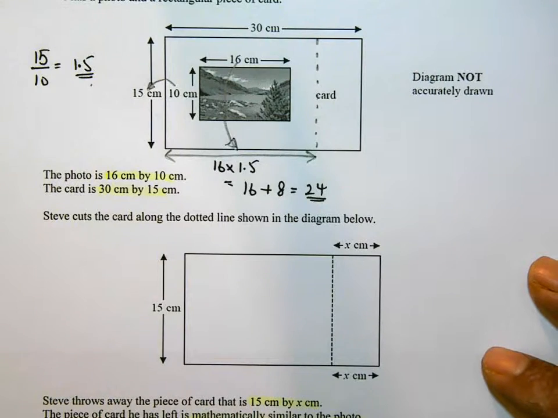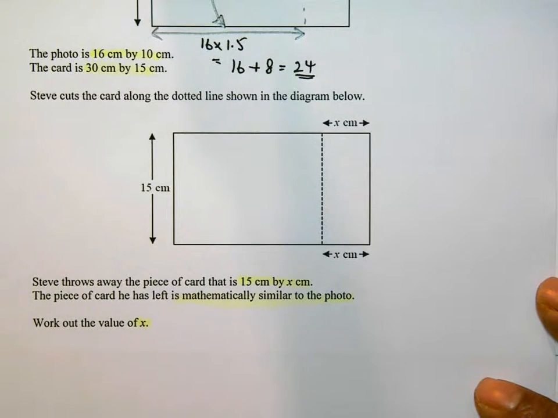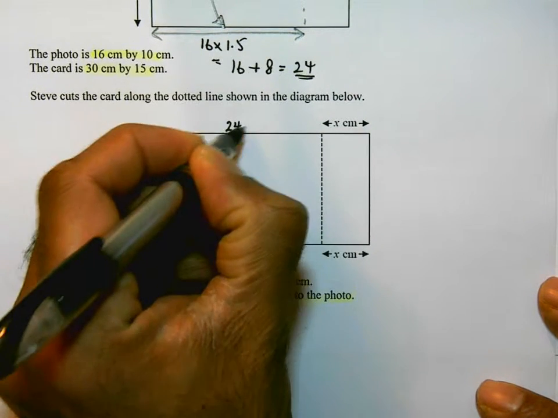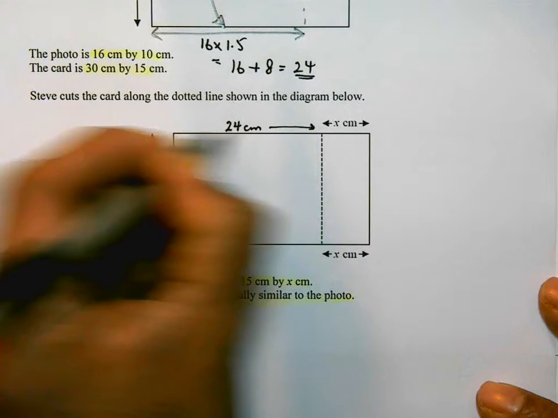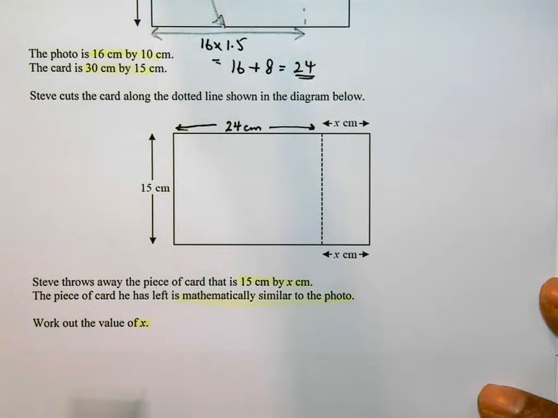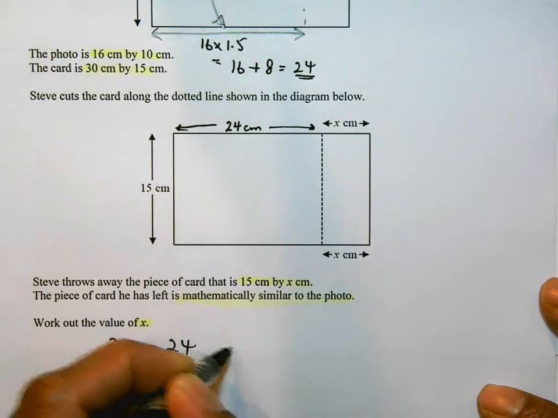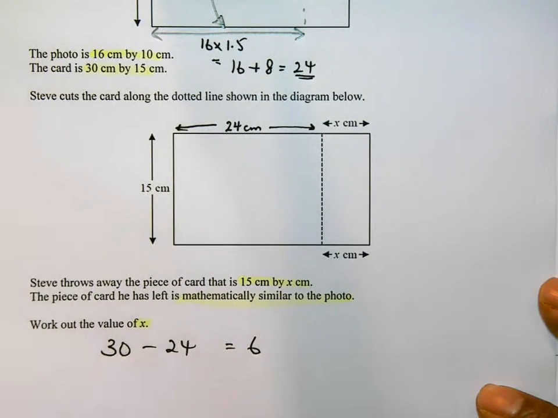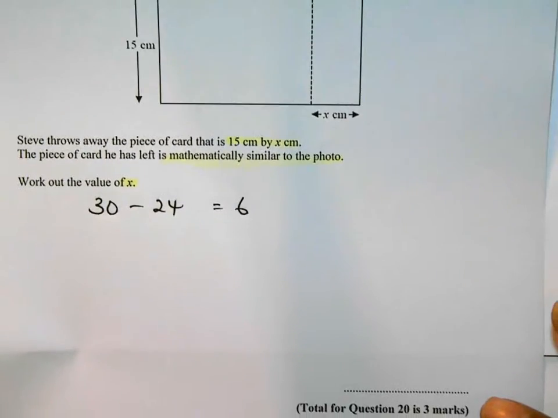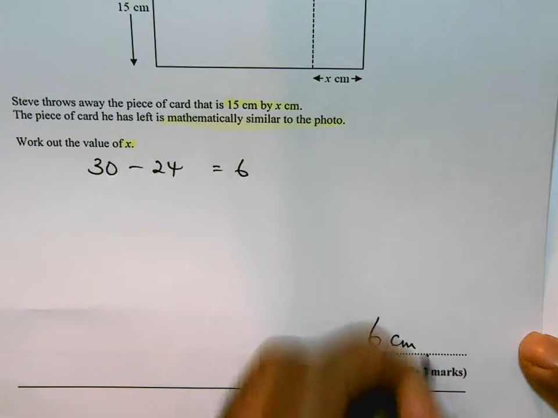If I come to the card that they've given us, and they said you're going to cut off a bit that's length X, this bit here is going to be 24 centimeters. The whole length is 30. That was in the original part of the question. So to work out X, I need to do 30 take away 24, which is 6. And that's what I need to put in my answer space. At the bottom, I'm going to put 6 centimeters.